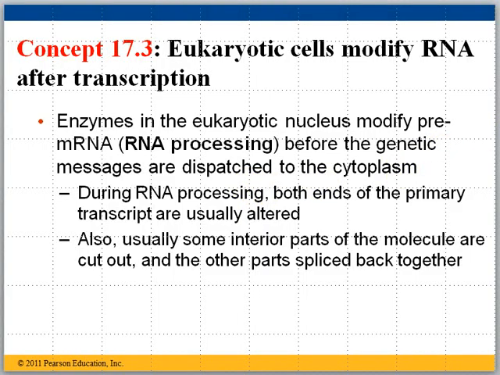So let's talk a little bit about how eukaryotic cells differ from the prokaryotic cells when it comes to transcription and the transcription process. Concept 17.3 says eukaryotic cells modify RNA after transcription.